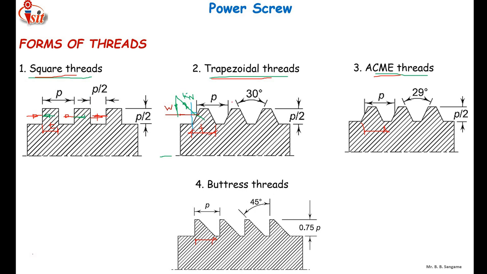There are a few disadvantages of trapezoidal threads. As I have said, the square thread has high efficiency as compared to trapezoidal and ACME threads. So it is a disadvantage for trapezoidal and ACME threads that they have low efficiency as compared to square threads. In case of square threads, there will not be any kind of side thrust or bursting pressure. That bursting pressure is observed in trapezoidal and ACME threads. Bursting pressure is a radial pressure which increases the wear. So the wear of trapezoidal and ACME threads will be more than square threads. So it is a disadvantage of trapezoidal and ACME threads.